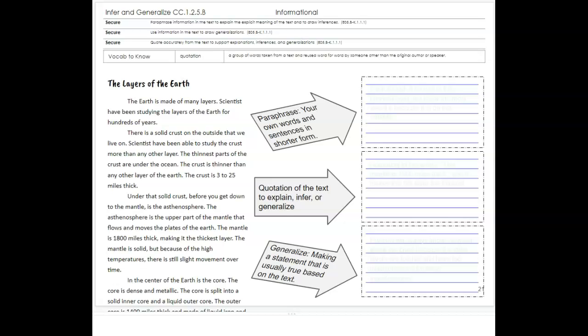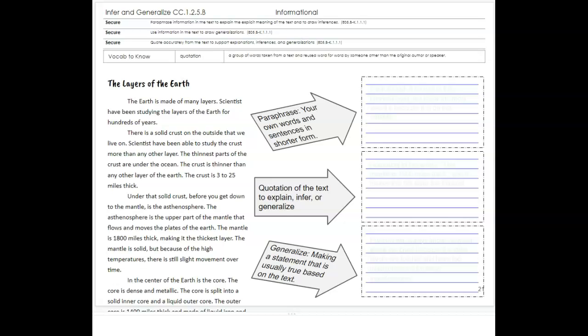Inferring and generalizing in informational text. We are looking at secure skills, all three. You need to be able to paraphrase information in the text to explain the explicit meaning of the text and draw inferences. So paraphrasing, putting it in your own words, explicit meaning, exactly what it says, and then drawing inferences. It doesn't tell you everything right on the page. You need to figure it out with your mind.